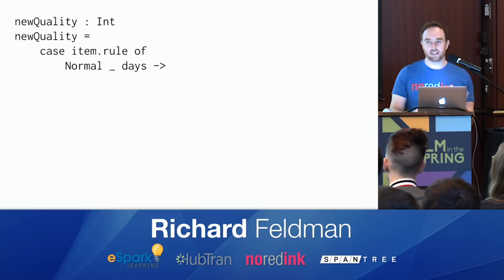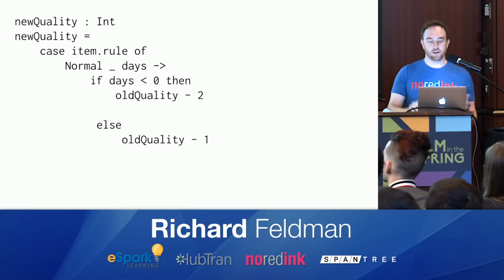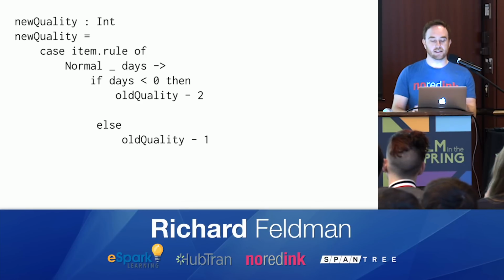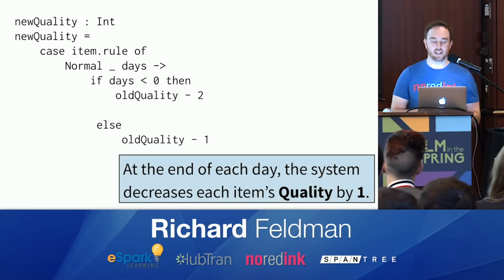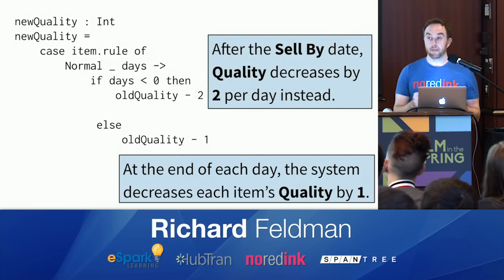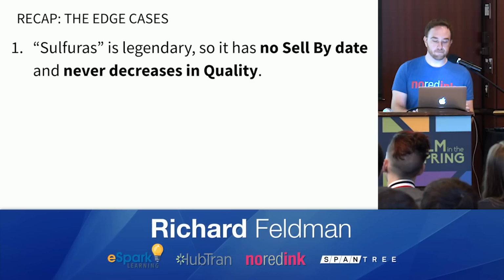So if it's a normal thing, that's when the rule we just talked about applies. In other words, if days is less than 0, meaning it's past its sell-by date, old quality goes down by 2, and otherwise it goes down by 1. That is to say, new quality becomes old quality minus 2 or minus 1. This one at the bottom represents that at the end of each day, the system decreases each item's quality by 1, and up here it's that after the sell-by date, quality decreases by 2 per day instead. Putting these two together, we're done with the normal case. We've implemented all the rules for the normal case, and we know that quality is already enforced.